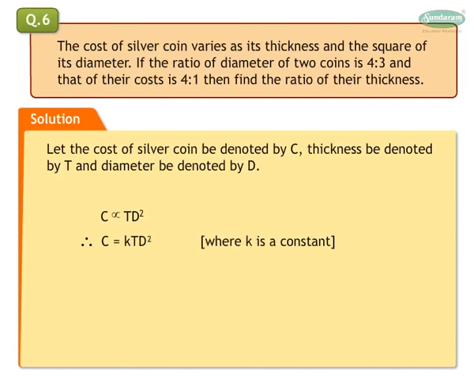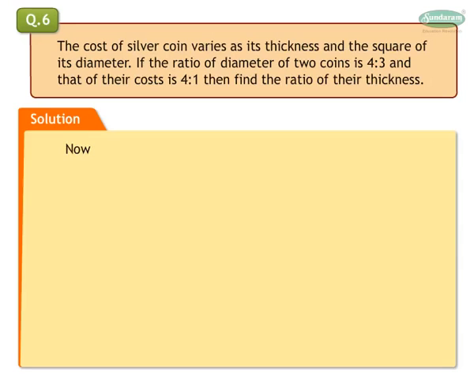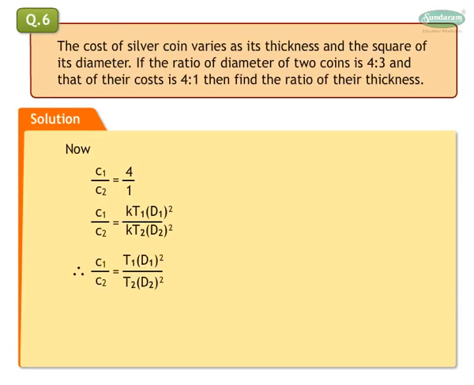We have 2 coins, so let C1 and C2 be cost, D1 and D2 be diameters, and T1 and T2 be the thickness of 2 different coins. Now it is also given that ratio of the cost of the coins is 4:1. That is, C1 upon C2 is equal to 4/1. Therefore, C1 upon C2 is equal to KT1 D1 square upon KT2 D2 square. By cancelling K we get, C1 upon C2 is equal to T1 D1 square upon T2 D2 square.